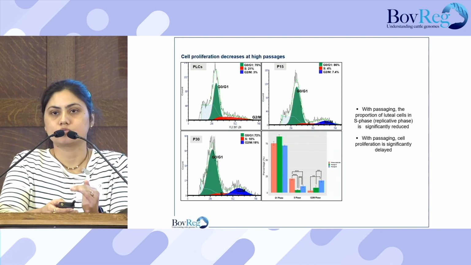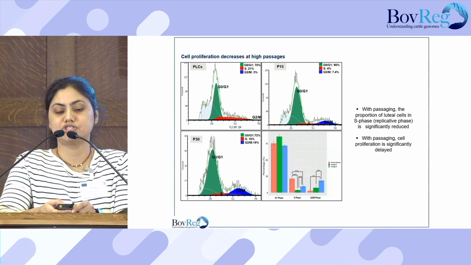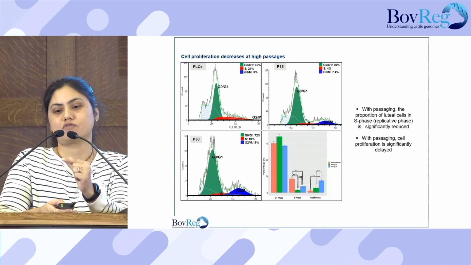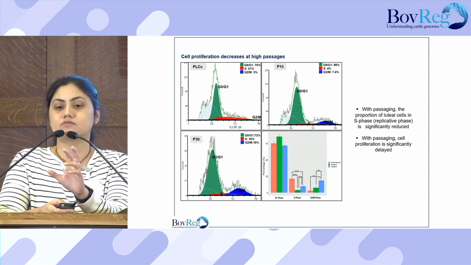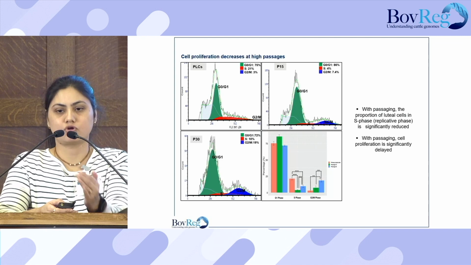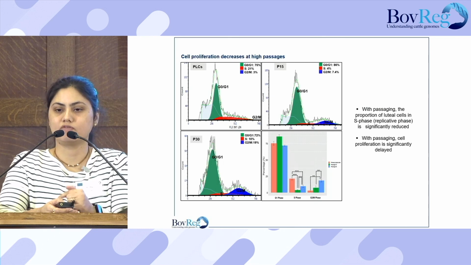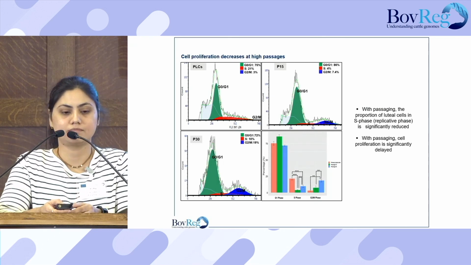And also with the passaging, the proliferation was delayed, because if you see in the G2M phase, we have a high proportion of the G2M phase, which means the cells were in the growth stage, but they have a very delayed proliferation, as we saw in the cell doubling rate also. The cell doubling went very high with the passage number.